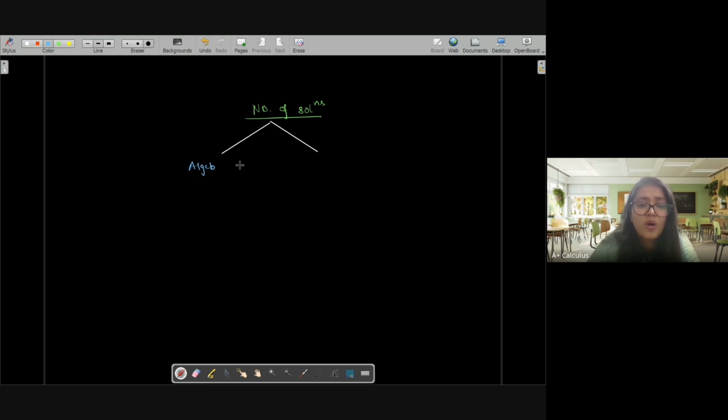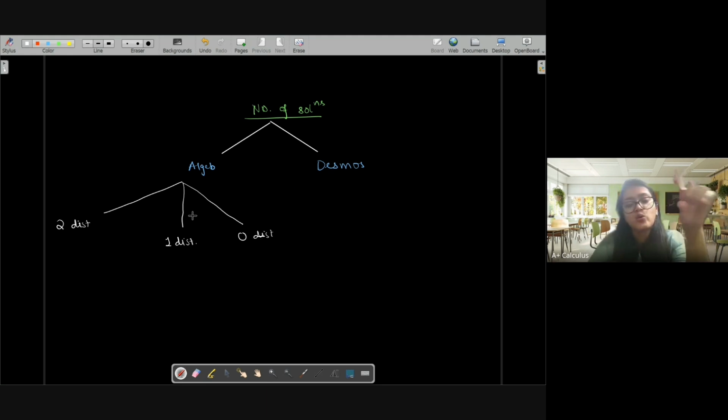You can do it manually or algebraically, and you can do it on DESMOS. So if you want to do it algebraically, see, an equation can have either two distinct real solutions, it can have only one distinct real solution, or it can have zero distinct real solutions. Now, whether it will have two, one, or zero solutions depends on a quantity D, which is called the discriminant, and it is defined as b squared minus 4ac.